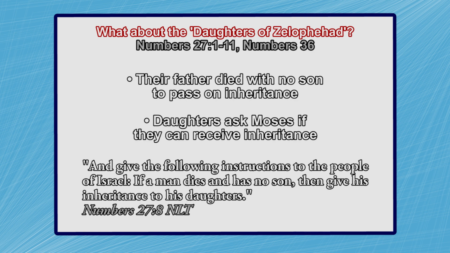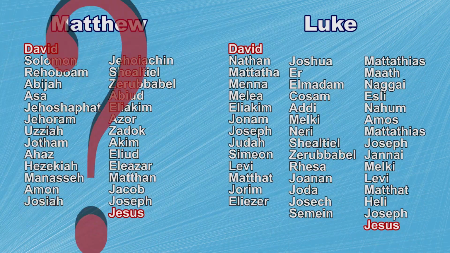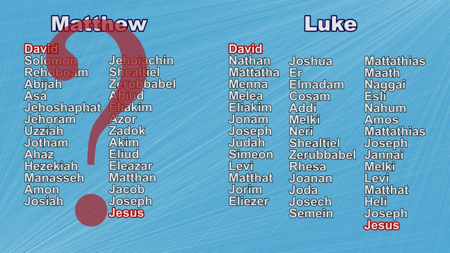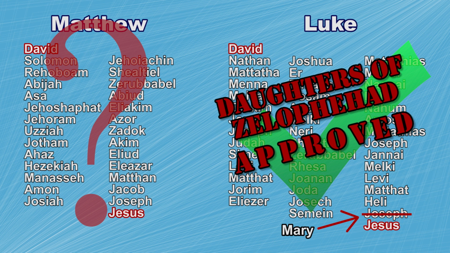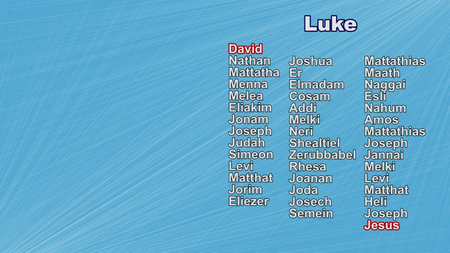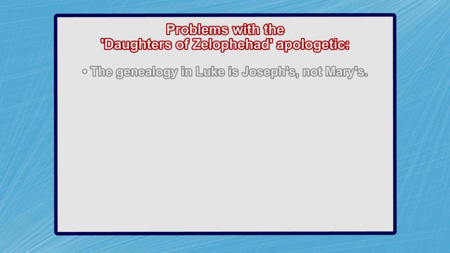So now, even if someone points out a discrepancy in Matthew's genealogy of Joseph, Luke makes up for it by providing Mary's side. Because of the precedent in the book of Numbers, Mary can now legally pass on the lineage of King David to the Messiah. But here's the problem. The genealogy in Luke is still Joseph's. There is still no scriptural evidence to say otherwise.